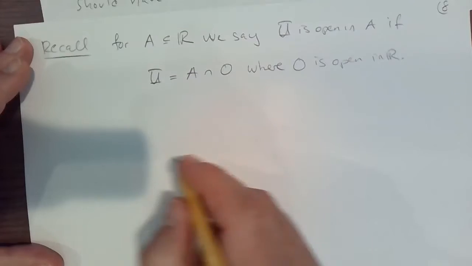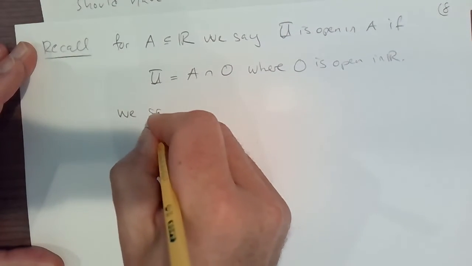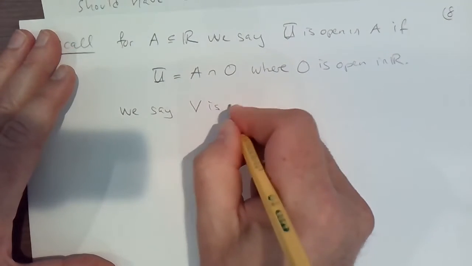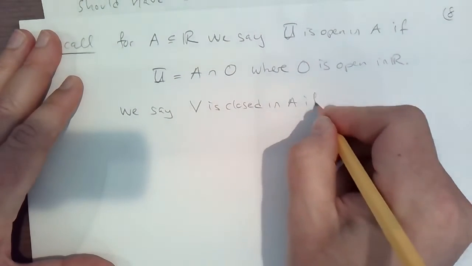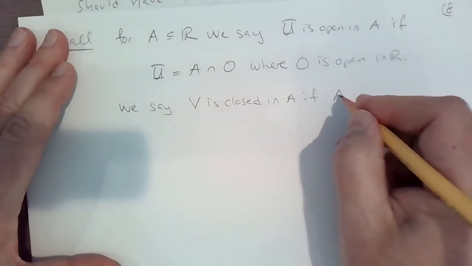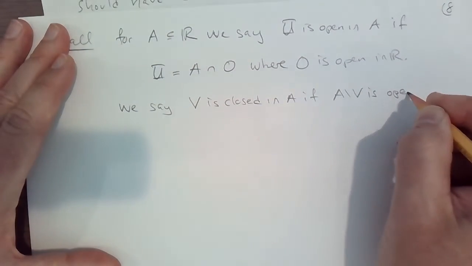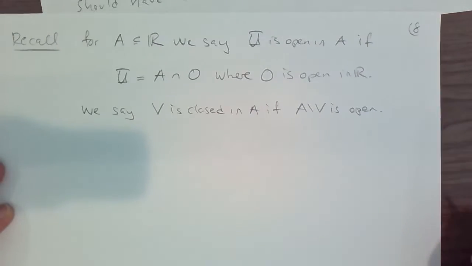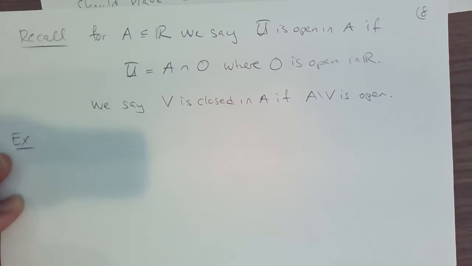And likewise, we say that V is closed in A if its complement, A less V, is open. We had examples about this topology before, but let me just highlight it one more time with another one. So let's do one more example.